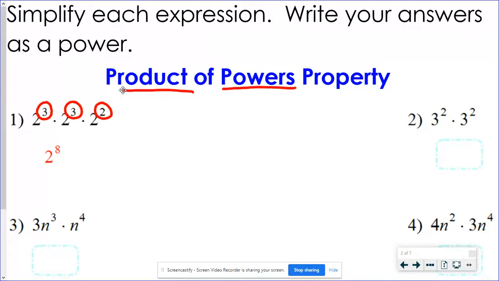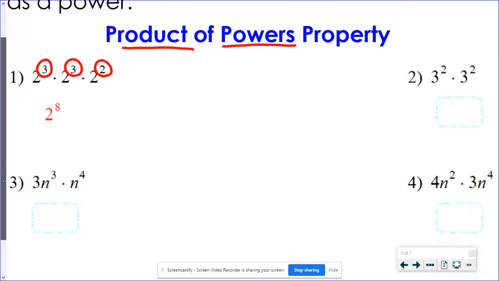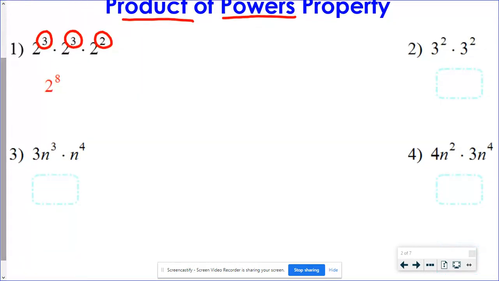And again, we're not evaluating. I don't need to know what 2 to the 8th is equal to. I want you to be able to write this with an exponent. Number 2, same bases again. Remember what this means is that we're going to add those exponents. So instead of 3 squared and 3 squared, I would have 3 to the 4th power.